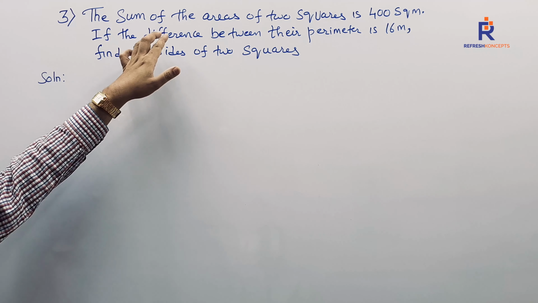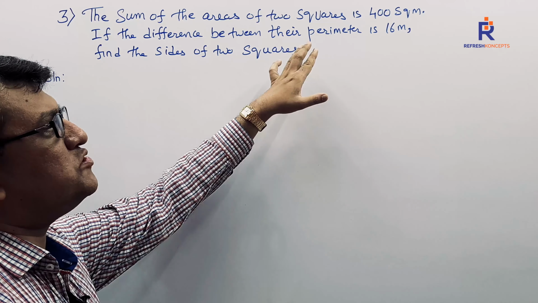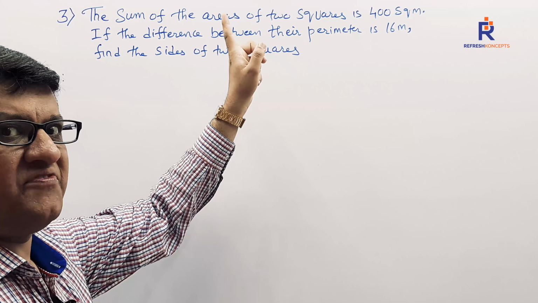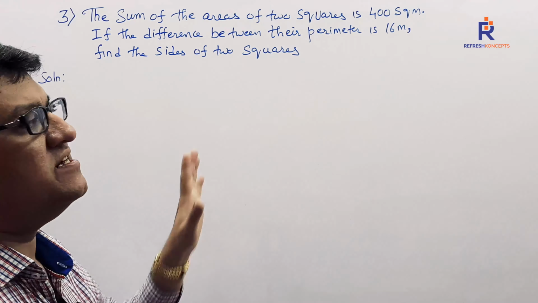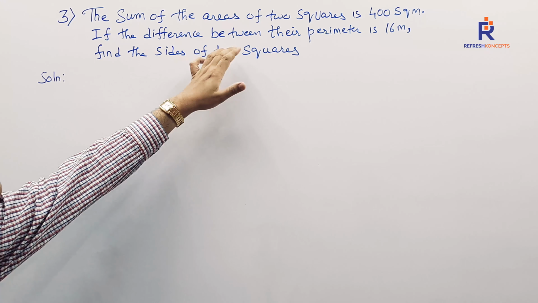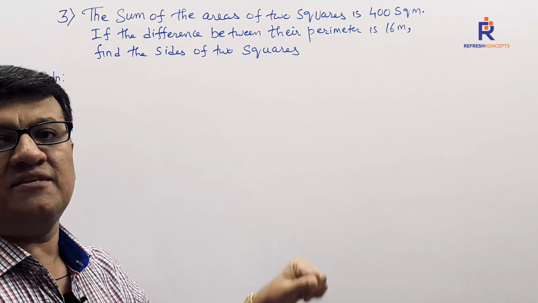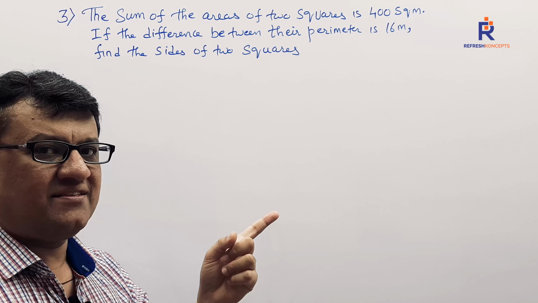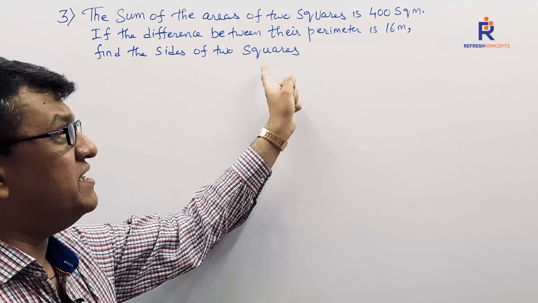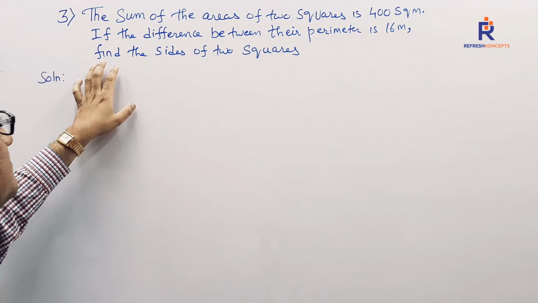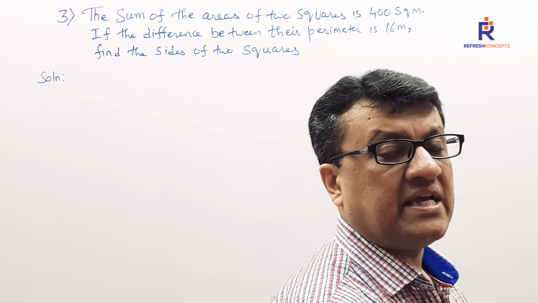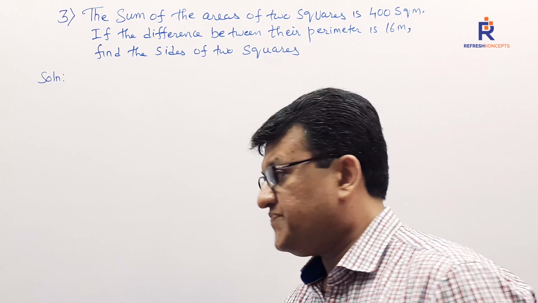The sum of areas of two squares. So there are two squares whose sum of the areas is 400 square meter. If the difference between their perimeters is 16 meter. So the sum of the areas is 400 and the difference between the perimeters of the two squares is 16 meter. Find the side of the two squares.